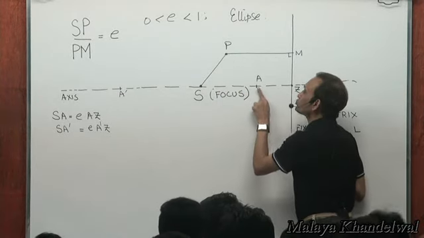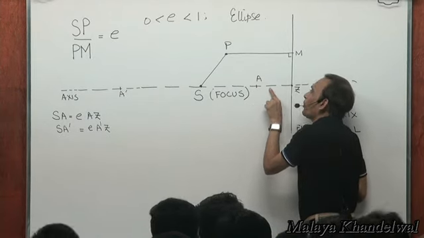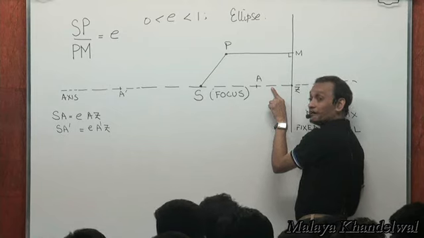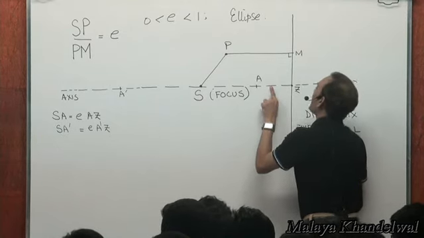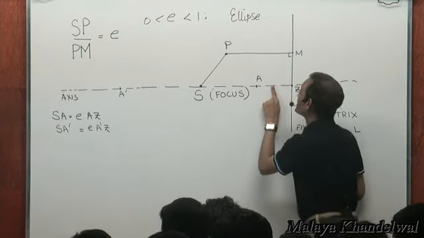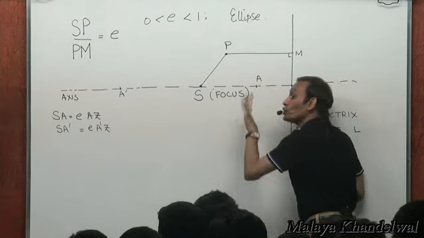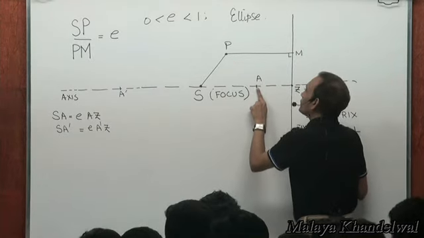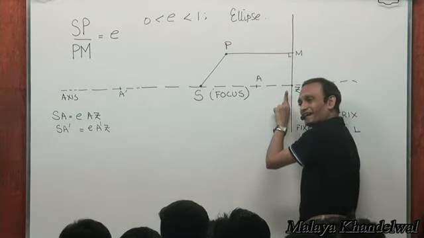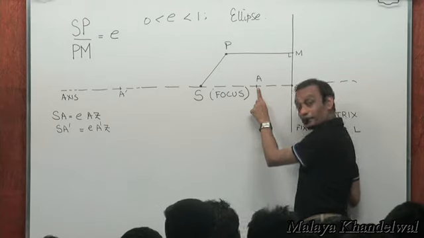if the point P passes through this point A, then it couldn't have passed through another point to the right of A. The ellipse couldn't have passed through, because if you move to the right of A, the ratio E will be disturbed, right? Then AS by AZ for a point here will no longer be E. It will be greater than E, isn't it? If I select a point A here, then its distance from the focus S is increasing. Its distance from Z is decreasing. The ratio is increasing. Therefore, no part of the ellipse will lie to the right of A. That means this is the rightmost extremity of the ellipse.